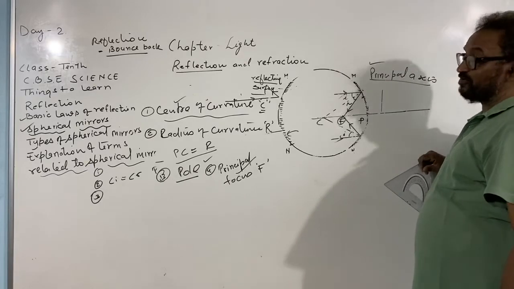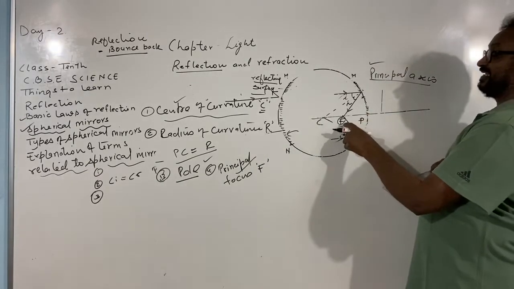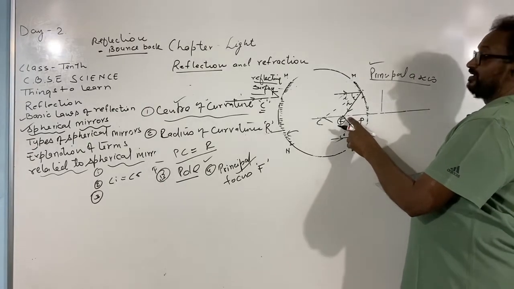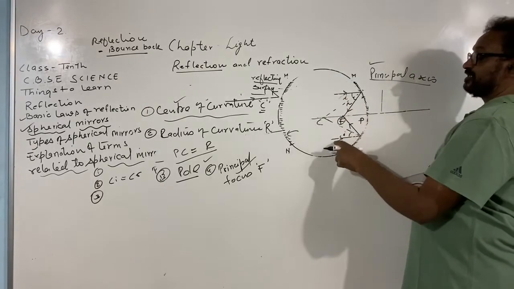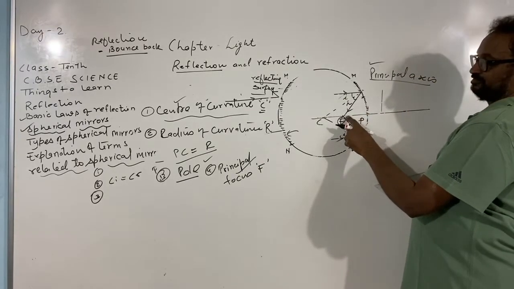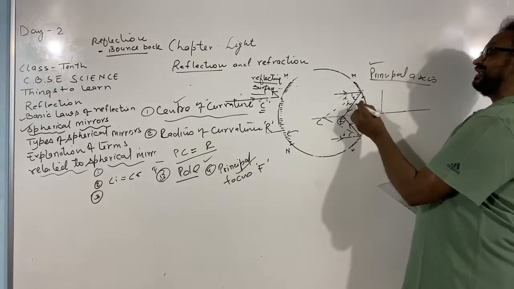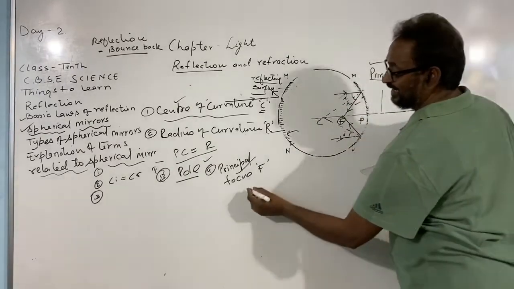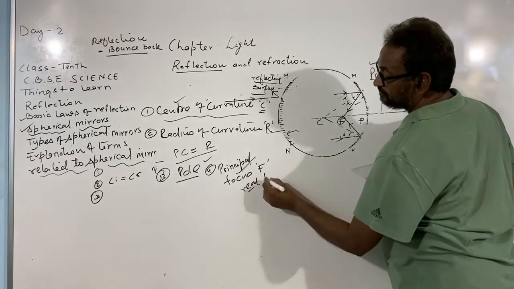So what is principal focus? Principal focus is that point on the principal axis where the rays of light parallel to the principal axis converge after reflection. In this case, they actually converge. Therefore, the principal focus of the concave mirror is a real point.